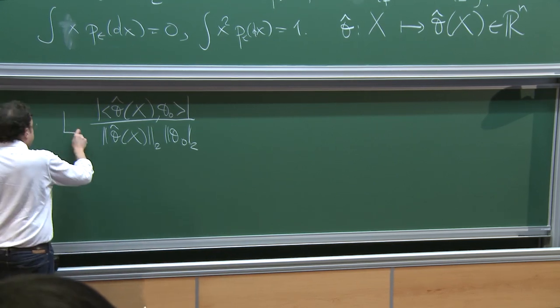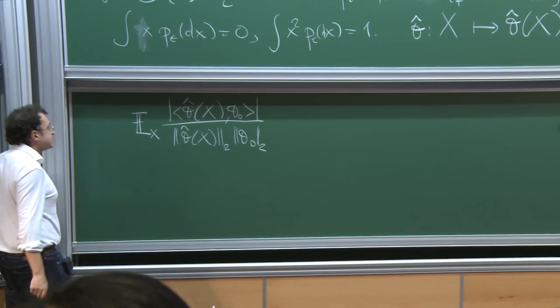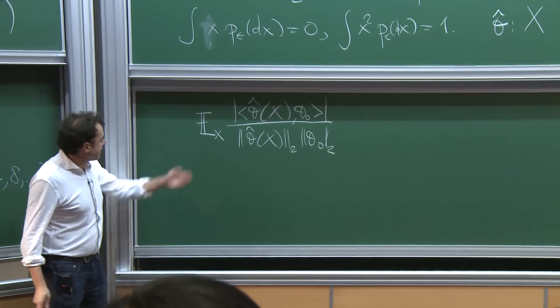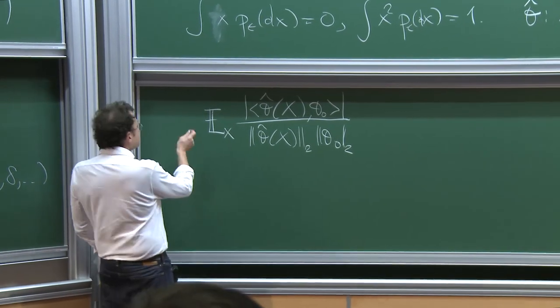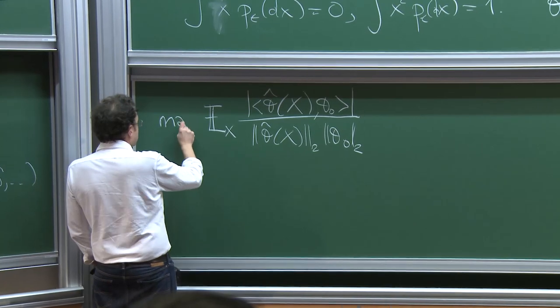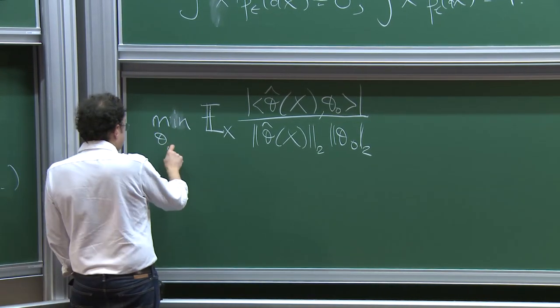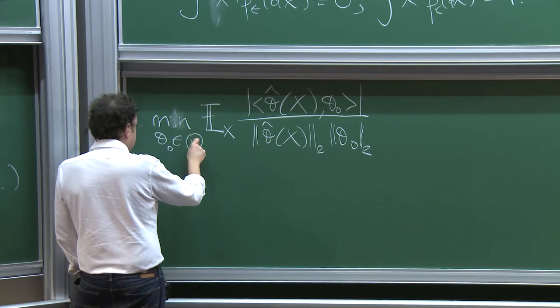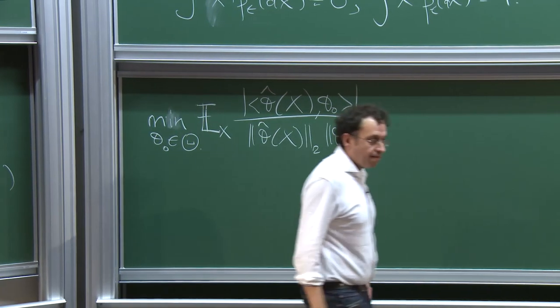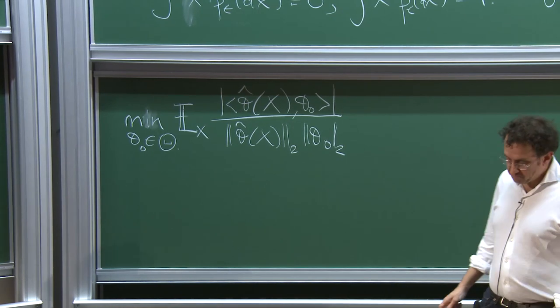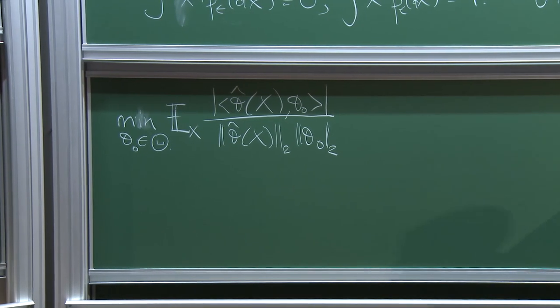And I'll take expectation over the matrix x. So this is expectation over x. And what the statistician would do is take the worst case over all theta 0 in this body theta. Okay, so this is the statement of the problem.